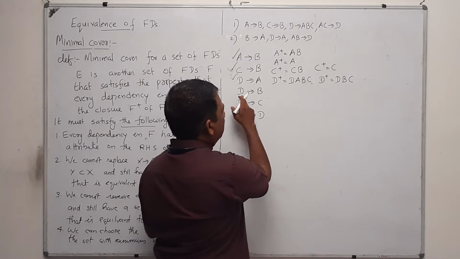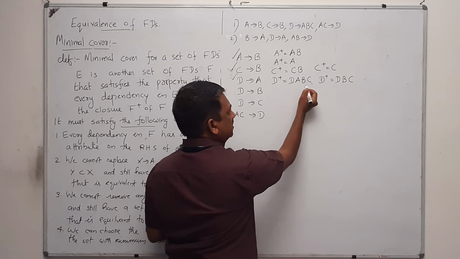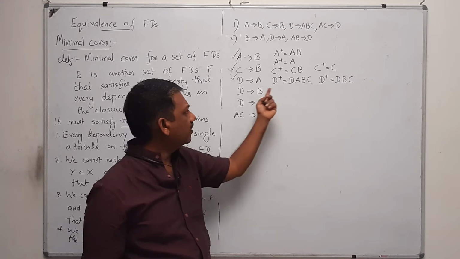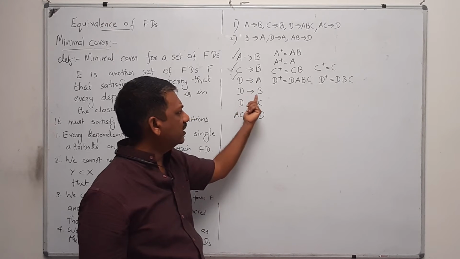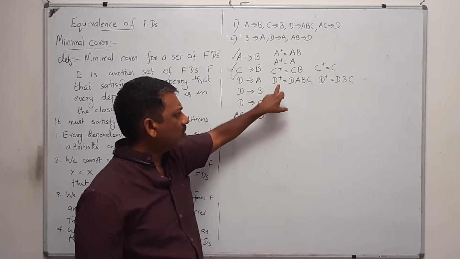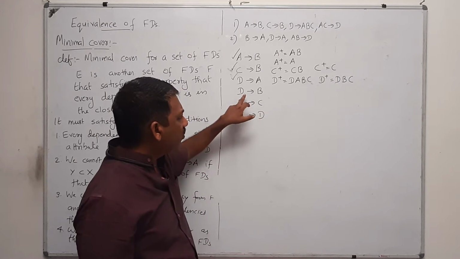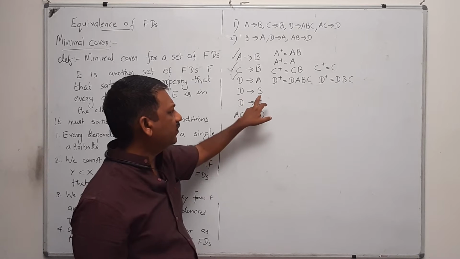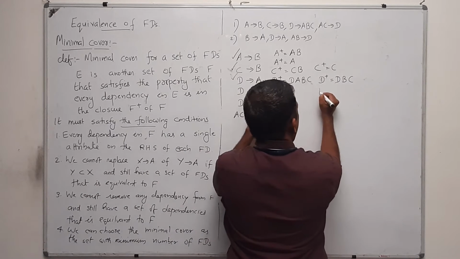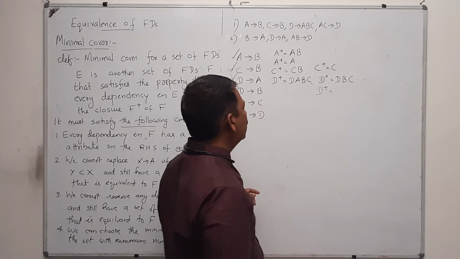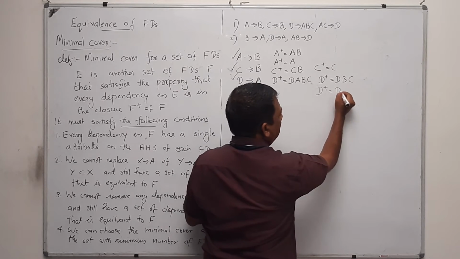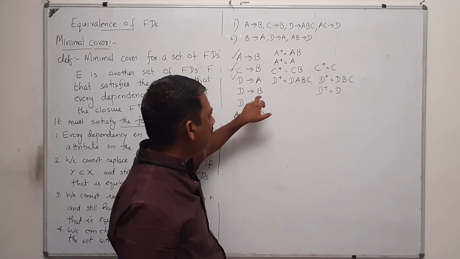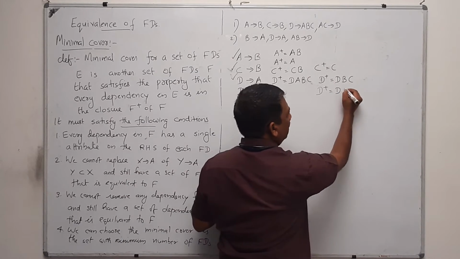Now what about this? That is D plus. Before removing, this is DABC for all these three. Before removing either D derives B, D derives A, or D derives C, the closure of D is DABC. Now you are checking whether D derives B is redundant. So after removing this D derives B, I am going to find out the closure. That means D, and D derives B we have removed. So D derives A is there.